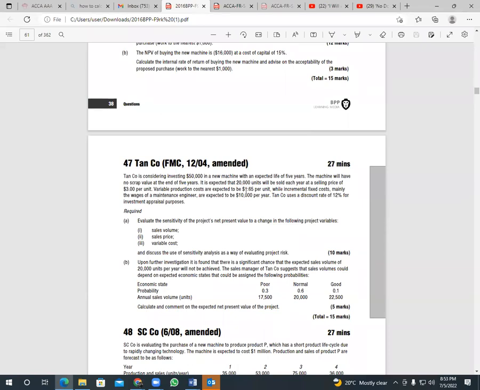You can see part A. I only want us to do part A. And I've repeated this twice. This is the second time I'm doing this same question.